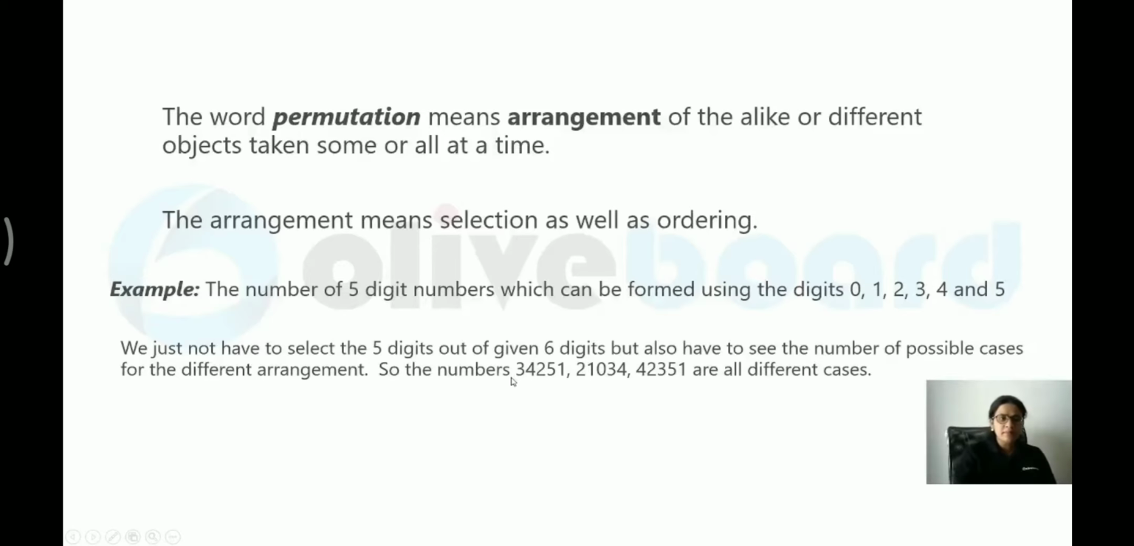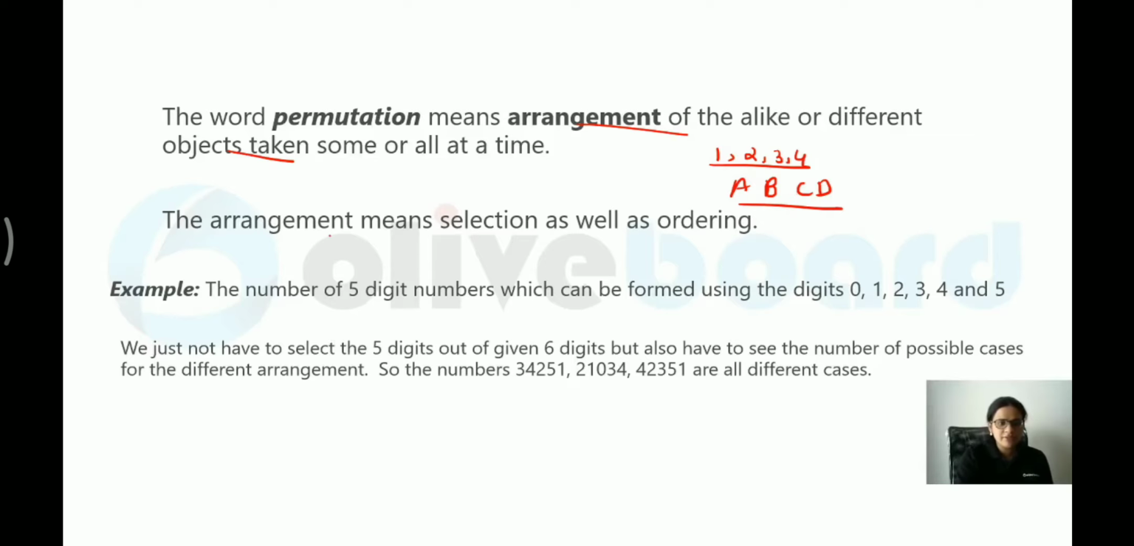Here, what is the meaning of permutation? Permutation means arrangement of alike or different objects taken together. So for example, if I give you 1, 2, 3, 4 to be arranged, this is nothing but a permutation. If I give you A, B, C, D to be arranged, this is nothing but a permutation. Whenever you are arranging something or putting them in an order, it is called permutation.